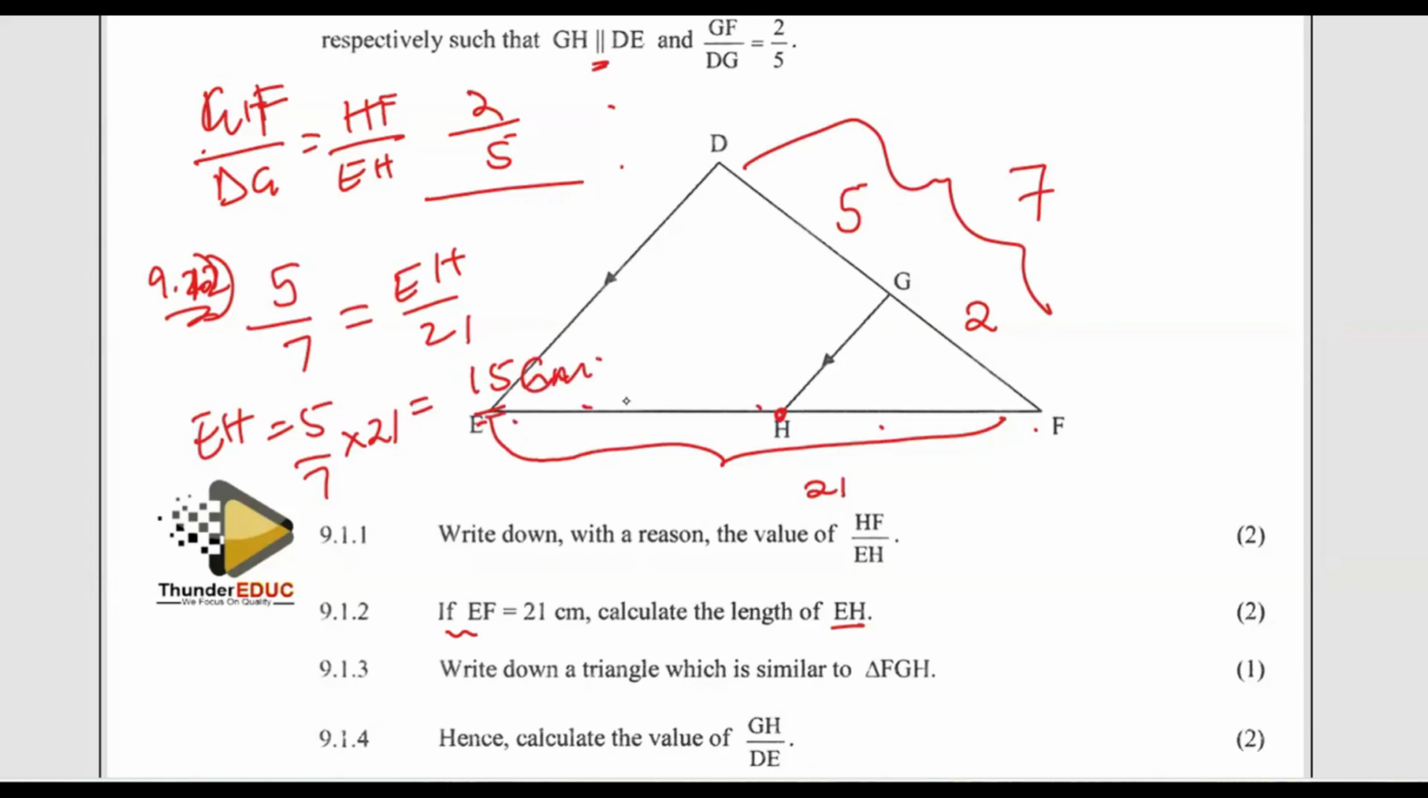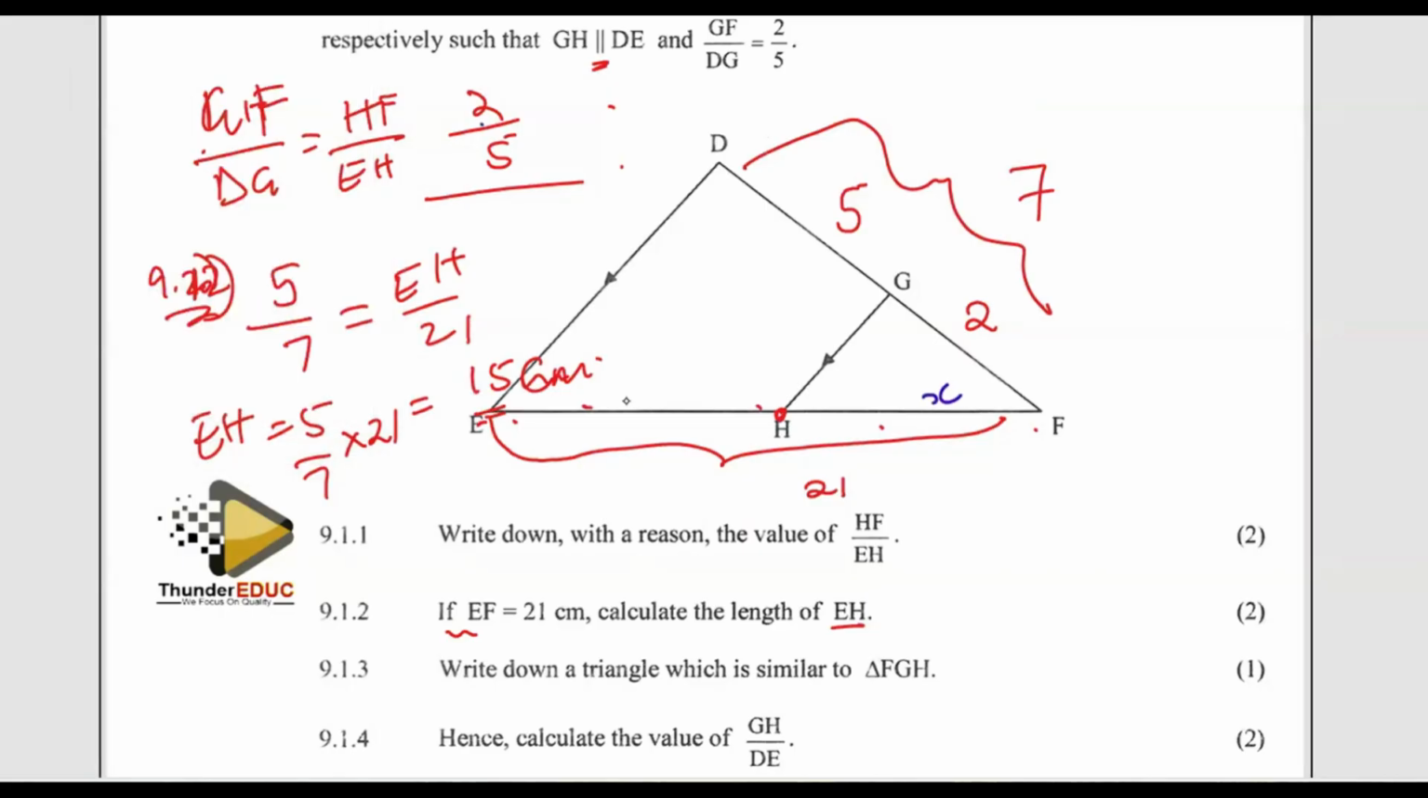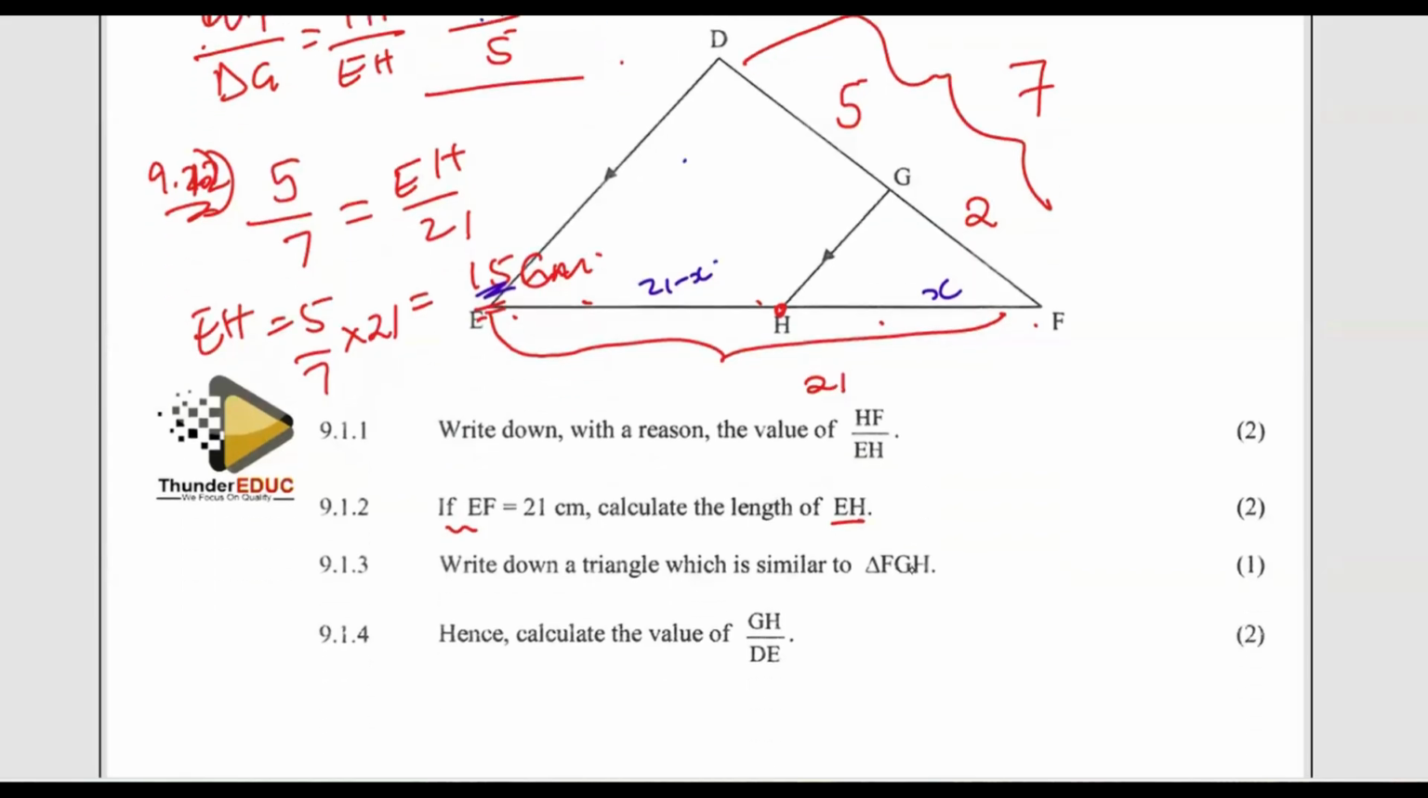Okay, so that is how I would have approached it. Alternatively, people would have said this is x, and then that is 21 minus x, and then you solve it. You're still going to end up with the same thing. Then write down the triangle, which is similar to FGH. So this big triangle, because this is common. This is the same as that. That is the same as that.